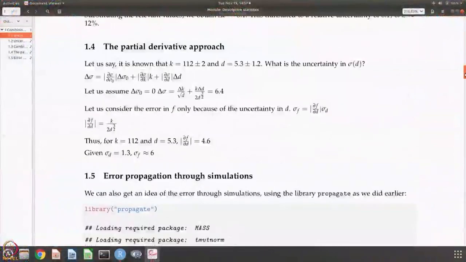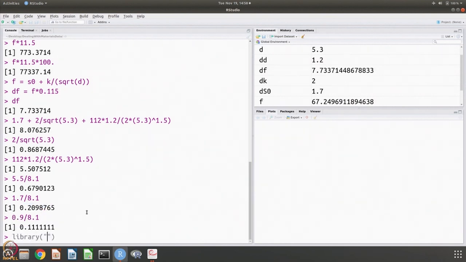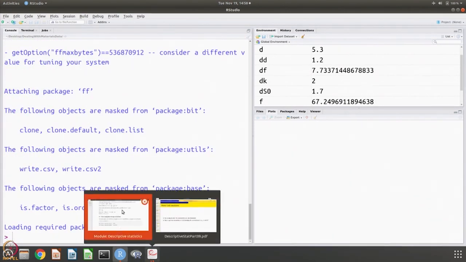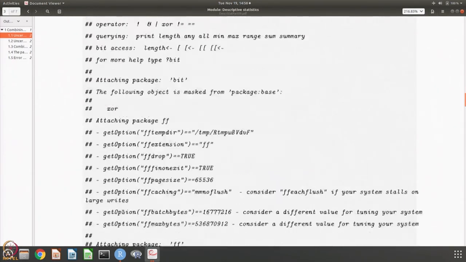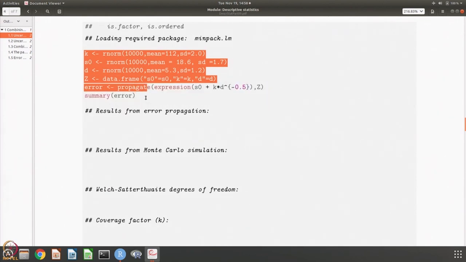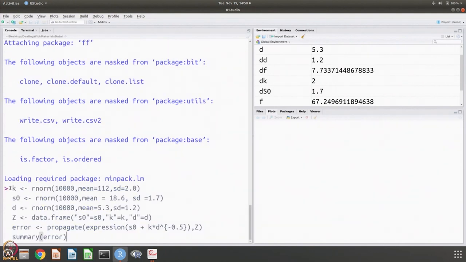Let us consider the Monte Carlo simulations, for which we are going to use the library propagate. Okay, we have the library propagate, and then let's consider these. So, what is this? So, we are going to assume that the error in K is a normal distribution and the mean is 112 and standard deviation is 2, that we know. And in sigma naught, again we are going to take a mean of 18.6 and standard deviation of 1.7, and again we are assuming that that is normally distributed.